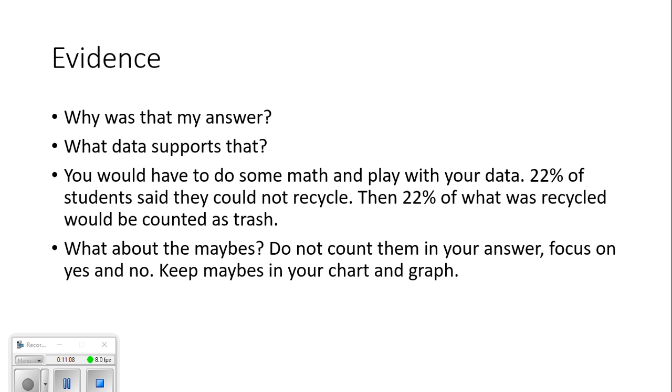You would have to do some math and play with your data. Based on my data, I know that 22% of you could not recycle what you collected. Then 22% of what was recycled would have to be counted as trash. You have to take it away. If you notice, I asked students yes, no, or maybe. You don't hide that data of maybes in your chart or graph. I actually made that error. You can add them. You don't hide it, and I'll show you what I mean in a second. You don't add them into the 22% because we need a yes or no answer. So you don't ignore them, but you don't make it 32% or 33%. You don't add the 11%. You just focus on who cannot, 100%.